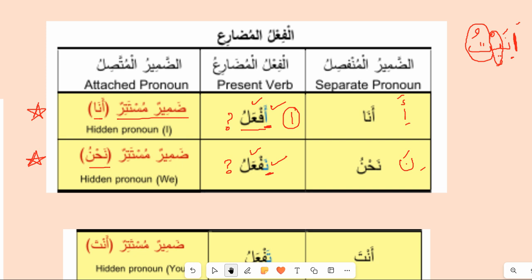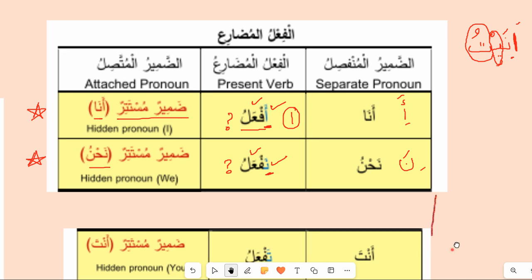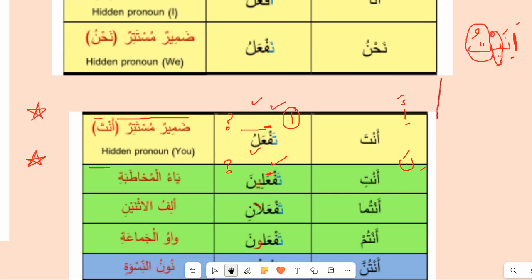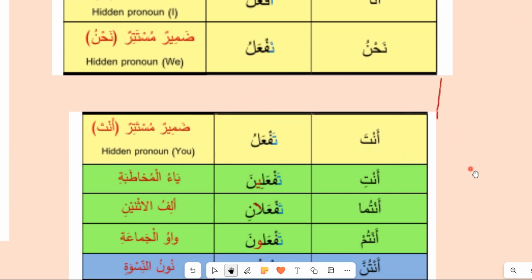Now let's come to the mukhatibs. Now let's come to the mukhatib group. Now we have our mukhatibs. Let's see.